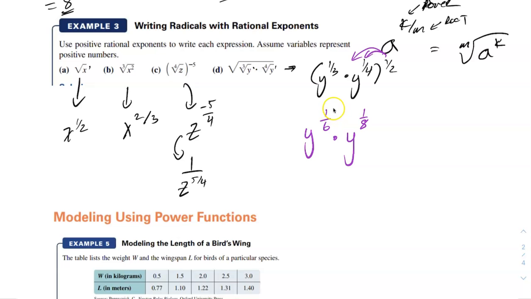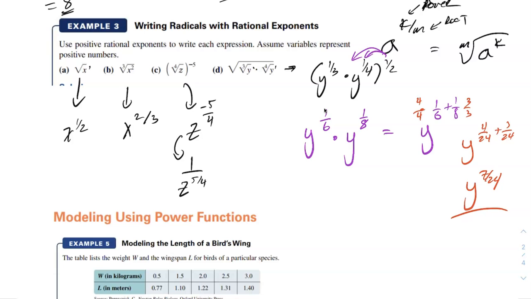Now I could simplify this, they both go into 24. All we do here is, if you're multiplying, you add the exponents. They both go to 24. I can multiply this guy by 4 over 4, and this guy by 3 over 3. I get y to the 4 over 24 plus 3 over 24. And I get y to the 7 over 24. That's the smallest I can get it.